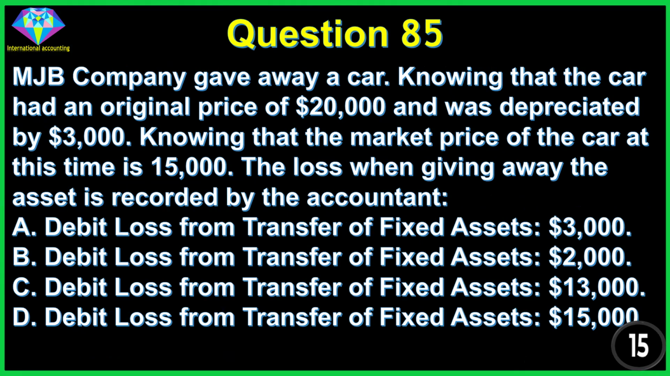MJB Company gave away a car. Knowing that the car had an original price of $20,000 and was depreciated by $3,000, and that the market price of the car at this time is $15,000, the loss when giving away the asset is recorded by the accountant. A. Debit loss from transfer of fixed assets, $3,000. B. Debit loss from transfer of fixed assets, $2,000. C. Debit loss from transfer of fixed assets, $13,000. D. Debit loss from transfer of fixed assets, $15,000.